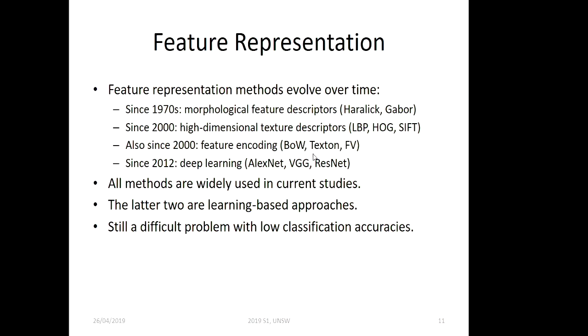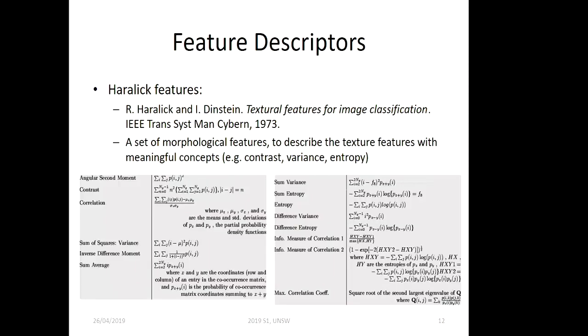And these two, the feature encoding and deep learning, are learning-based, but the other two are not. And texture classification is still a difficult problem, as I explained before. So let's start with a very simple texture representation technique. So that is called the hierarchic features.